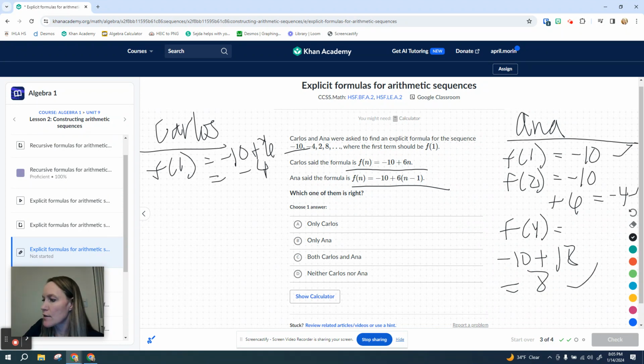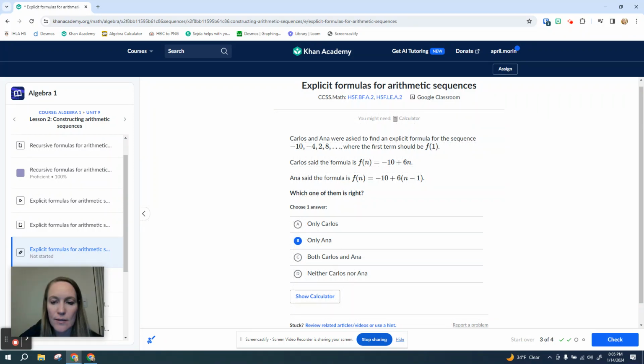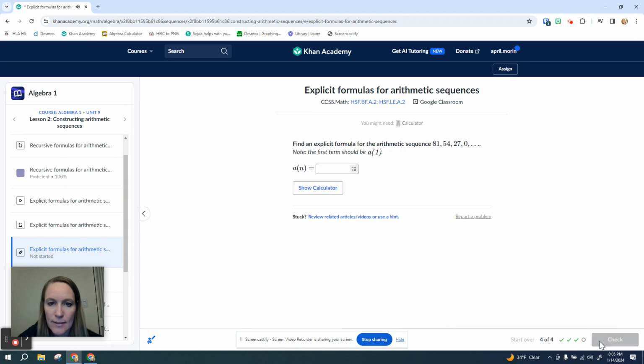So it's Anna's only. And I can double check my math just to make sure. On Carlos's, I plug in 1 and I get negative 4. Negative 10 plus 6, which is negative 4, which is not the first term. So just Anna is correct. So let's check it. Yes. Okay.